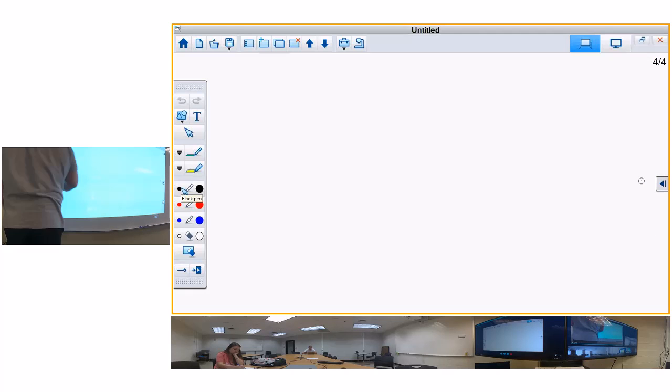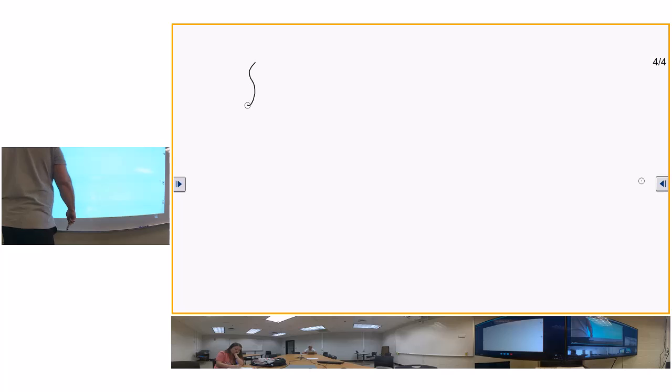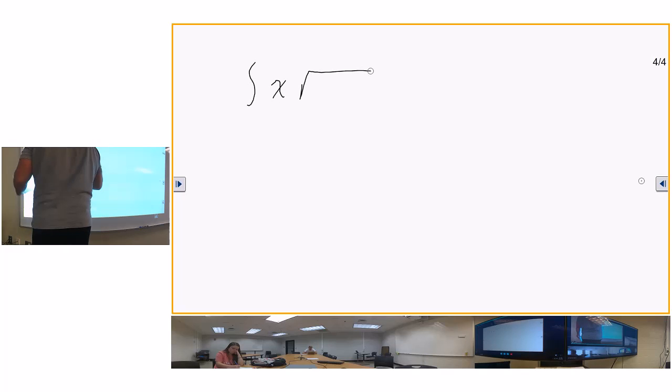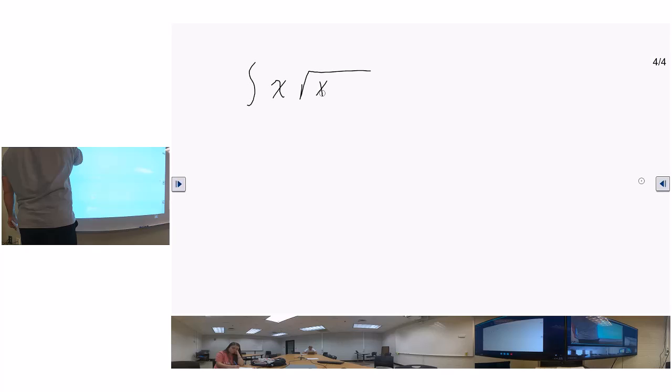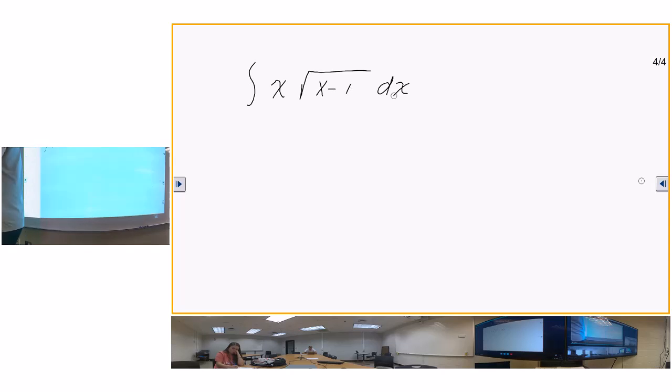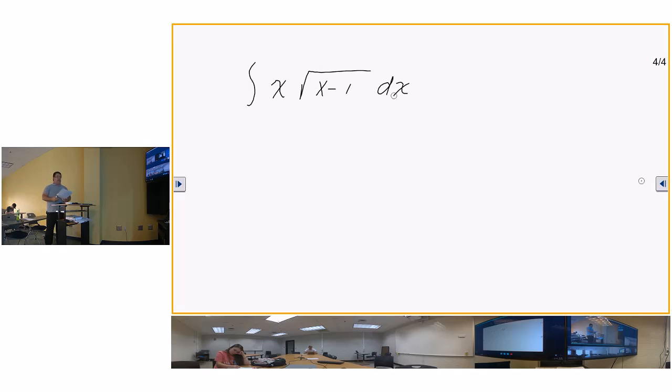Okay, here you go. Antiderivative. I'm going to let y'all do this one. I'm not going to give you any hints. X times the square root of x minus 1 dx. Now, first of all, what do you think would be your u? I'm asking you to be interactive with me. Square root. X minus 1.